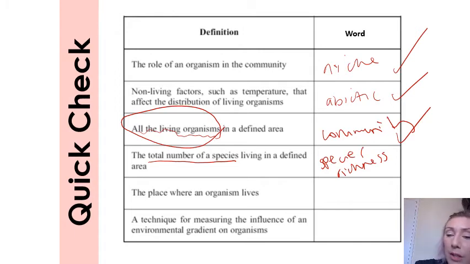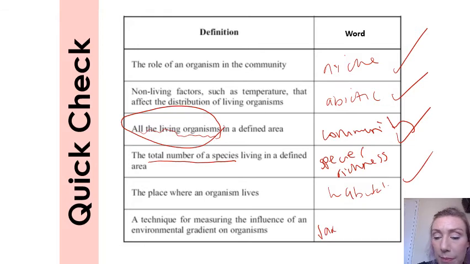The place where an organism lives is, of course, its habitat. And finally, a technique for measuring the influence of an environmental gradient on organisms. That one you would have to have looked up because we've not covered it. So it's called topography if you've done a little bit of research, but it is part of what you do with ranging poles if you've done this in geography. We don't tend to do that anymore.